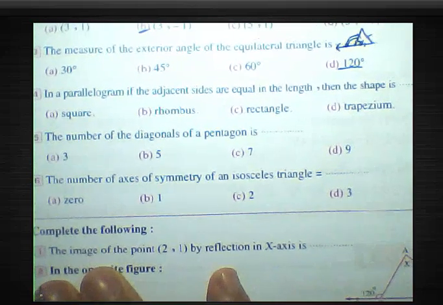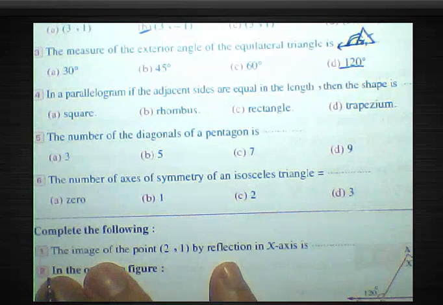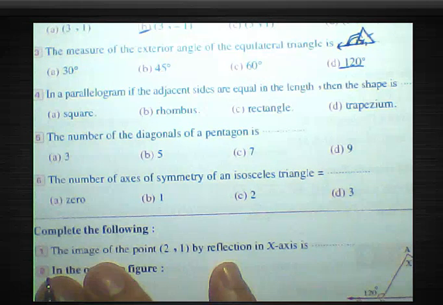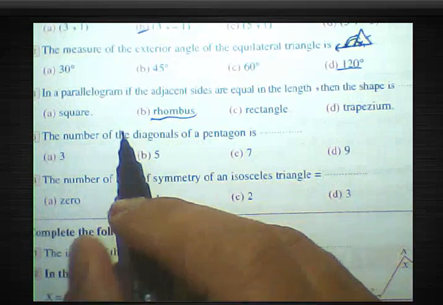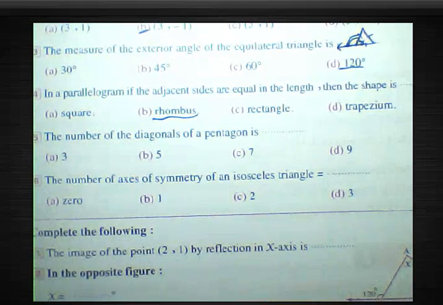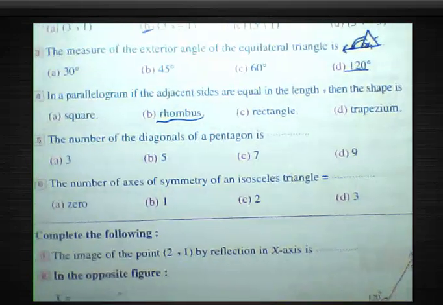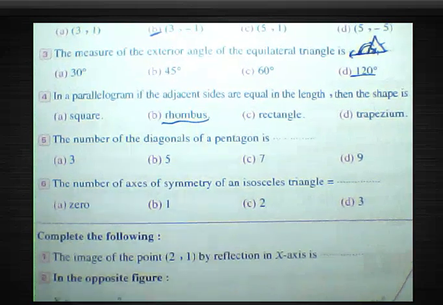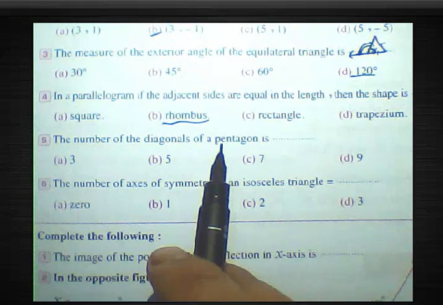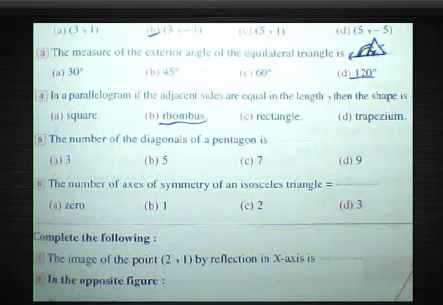In a parallelogram, if the adjacent sides are equal in length, then the shape we call it a rhombus. Rhombus. Parallelogram, if the adjacent sides are equal in length, we call it what? Rhombus.